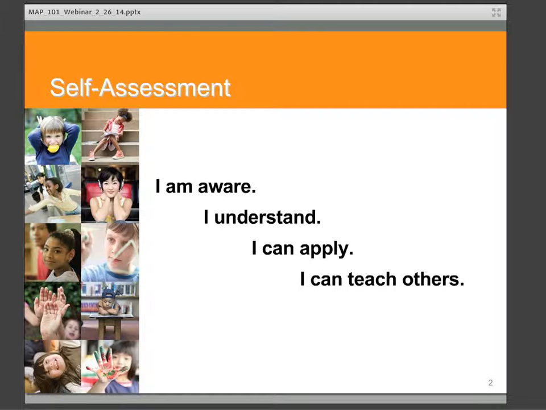When you're thinking about MAP, many of you have been giving MAP tests for several years, or just recently started giving MAP tests, and you all have different amounts of awareness. Right now on the screen we have four basics: I'm aware, I understand, I can apply, and I can teach others. Where are you on this continuum? Where do you fit? Aware, understand, apply, or teach others? Think about this as we go through our whole presentation this afternoon.